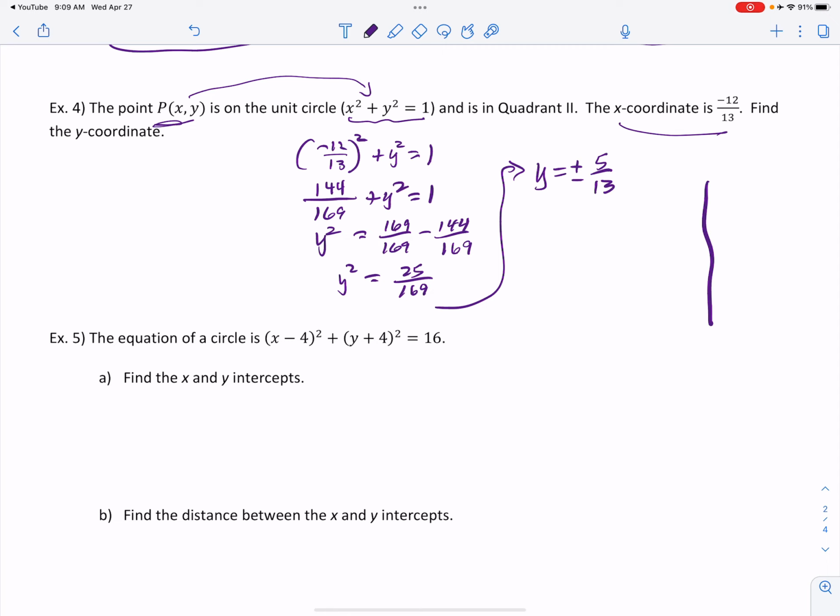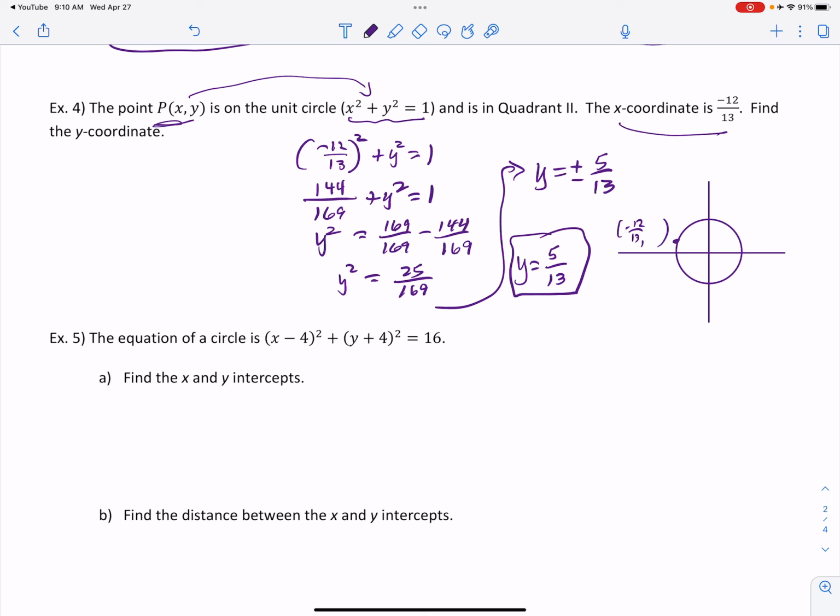But they said that this was a point in quadrant 2 where the x-coordinate is -12/13. And since you're in quadrant 2, that tells me y has to be positive, and so your final answer is y is a positive 5/13.